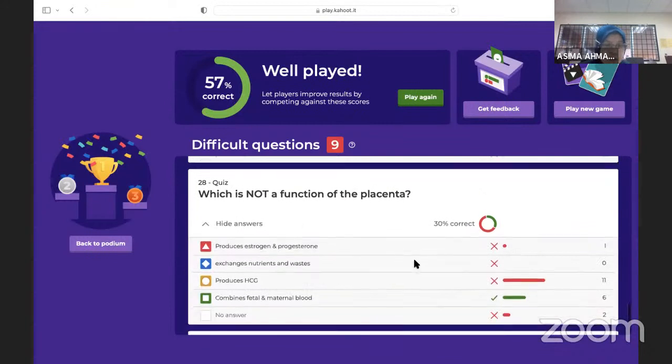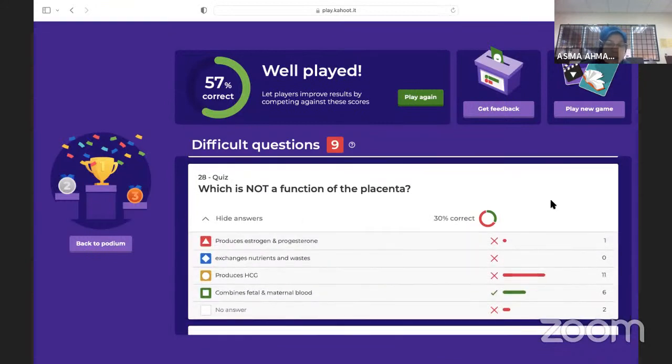Which is not a function of the placenta. Versus estrogen and progesterone, this is the function. Exchanges nutrient and waste, pun the function. Versus HCG, early stage, kita akan claim ada lah ya. Alright, early stage because the embryo still secretes the HCG hormone tu.